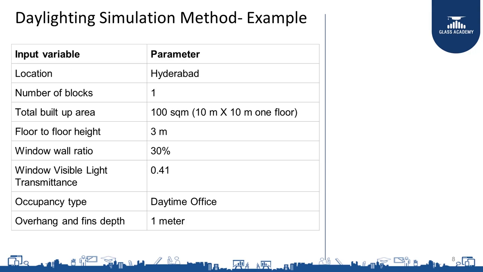Now let us look at the daylight simulation method. We take an example. Suppose our building is located in Hyderabad and it has one block. Total built up area is 100 square meter. Assume the building is 10 meter by 10 meter and one floor. Floor to floor height is 3 meter. Window wall ratio 30%. Window visible light transmittance 0.41. Occupancy type day type office. Overhang and fins depth 1 meter.